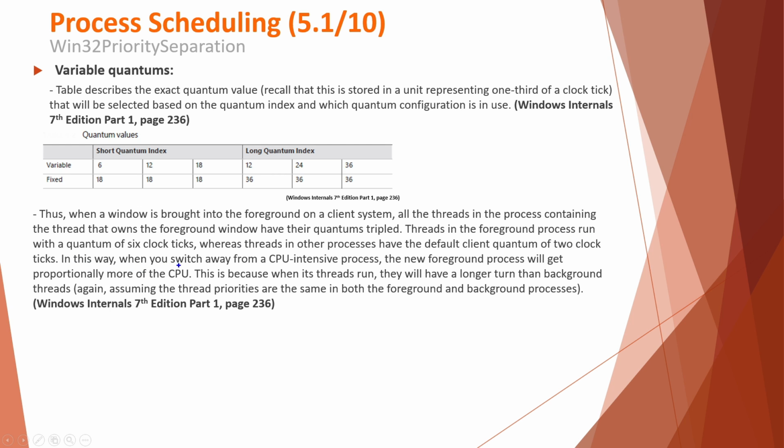So in this way, when you switch away from a CPU intensive process, the new foreground process will get proportionally more of the CPU. This is because when its threads run, they will have a longer turn than background threads. Again, assuming the thread priorities are the same in both the foreground and background processes. We saw that before: you need to have the same thread priority from one thread to another.